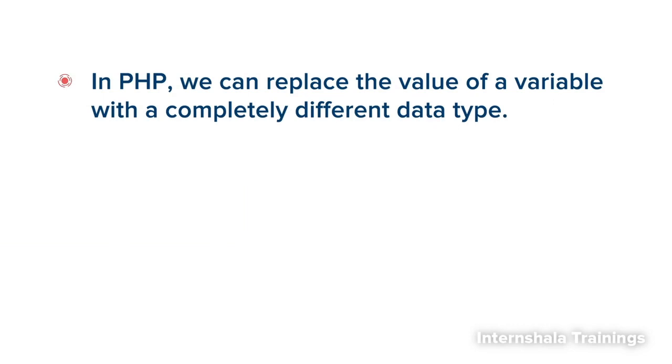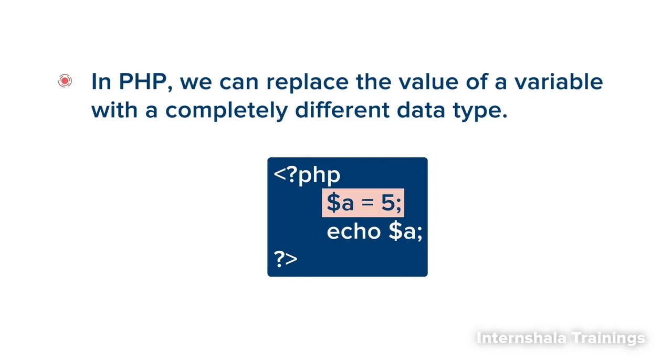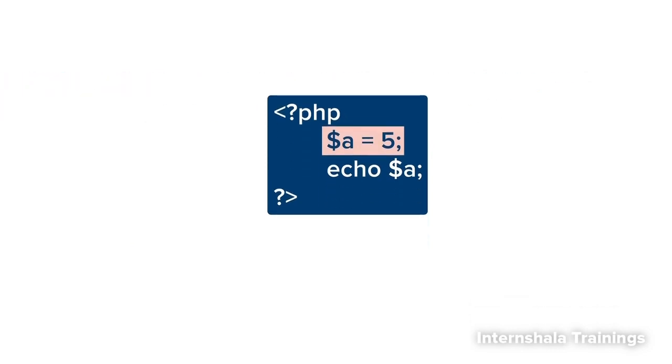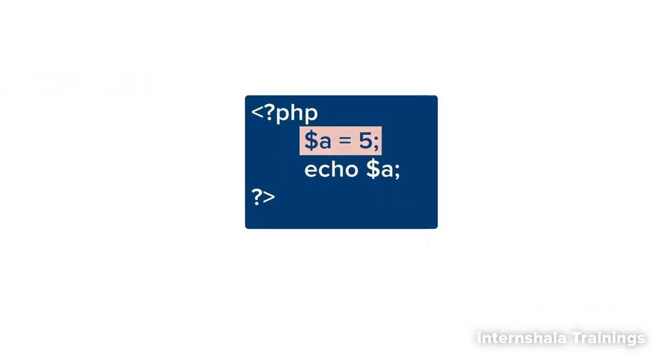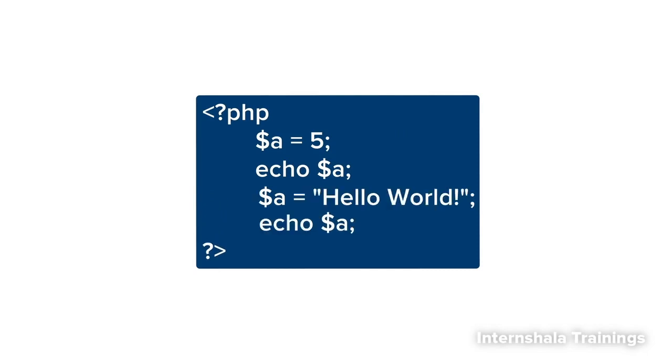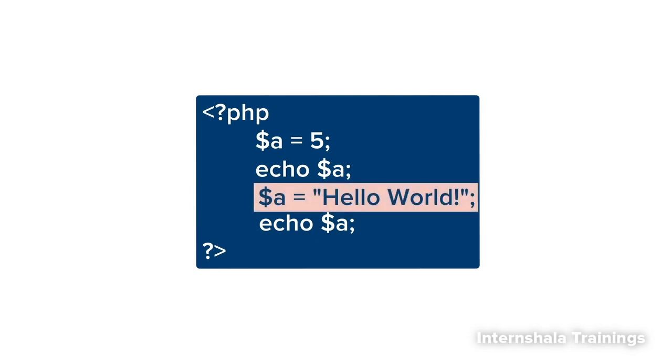We can even replace the value of a variable with a different data type. Let's say we have a variable a whose value is 5. Now here the data type is integer. But if we redefine the value of a variable as a string, the variable automatically gets converted to the correct data type. This means the value of a variable is now hello world and the data type is string.